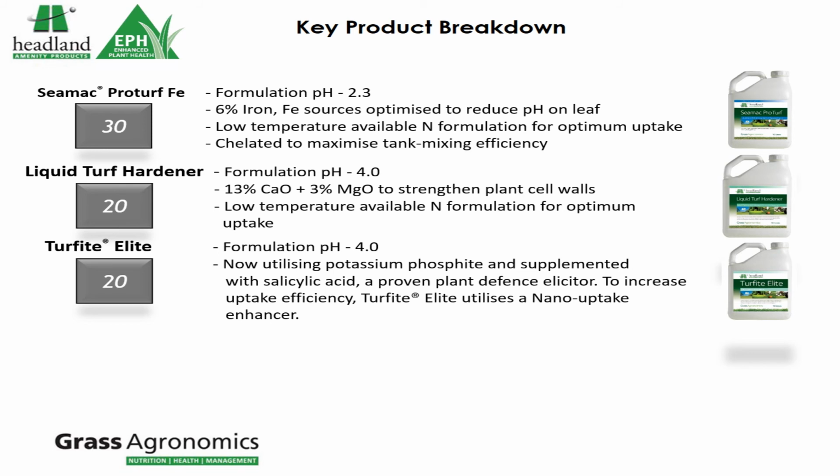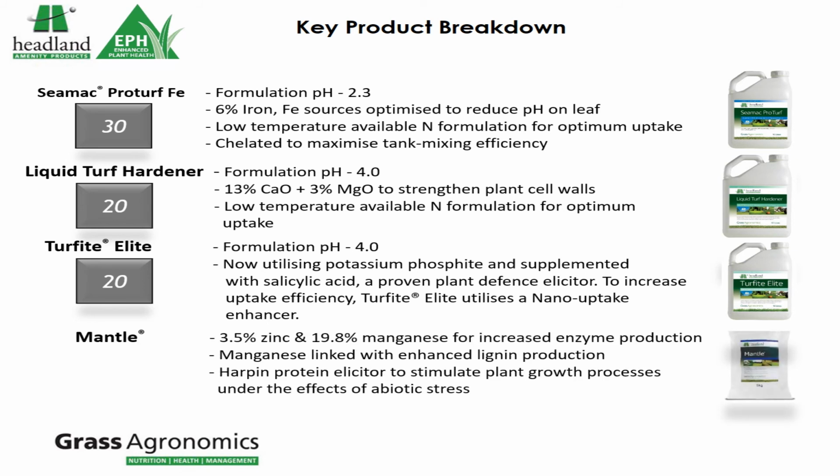Using low temperature available nitrogen sources, seaweed, phosphite, salicylic acid, calcium and magnesium, it serves our plants' needs in many ways that we'll discuss in the next few slides. The recent addition of Mantle adds zinc, manganese and harpin protein, which enables the plant to continue to grow under external or abiotic stress. Drought would be an example of this.